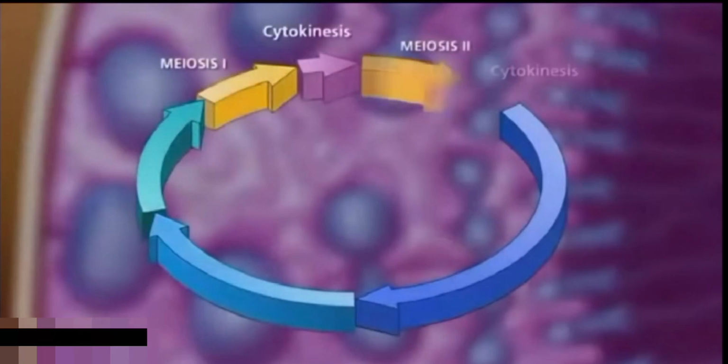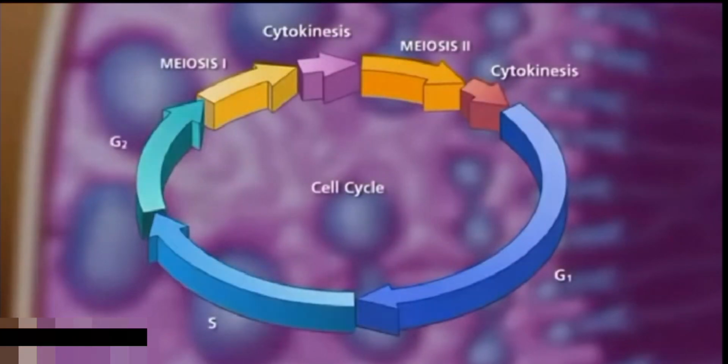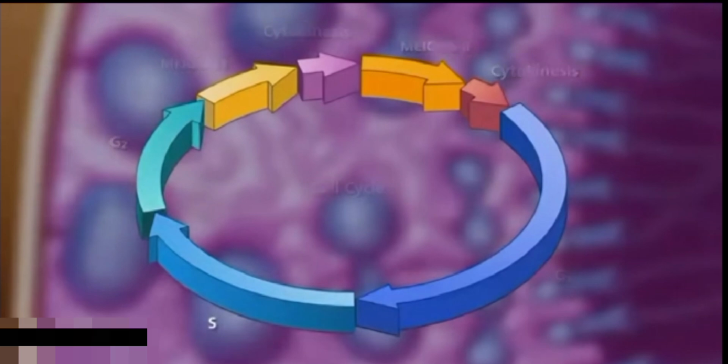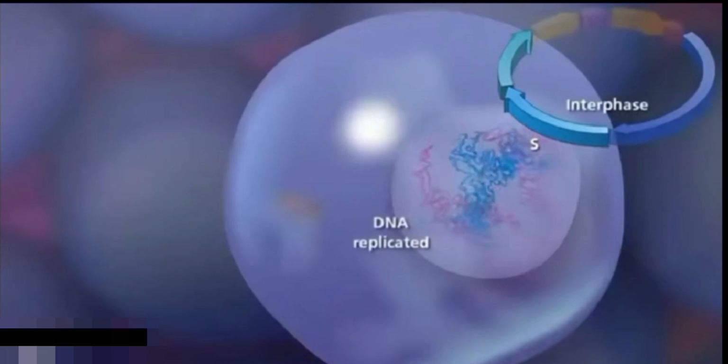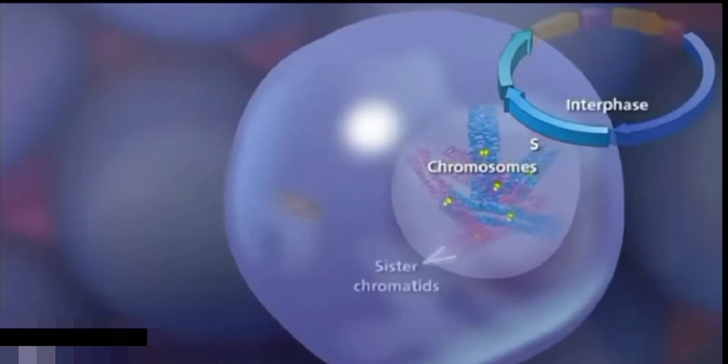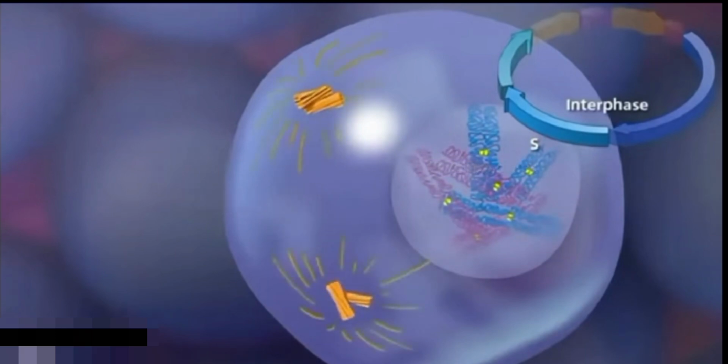Mitosis begins after a cell has successfully completed the G1, S, and G2 stages of interphase. During the S phase of interphase, the DNA is replicated, producing 2 copies of each chromosome called sister chromatids. The paired centrioles in the cytoplasm duplicate and begin extending microtubules that will form the meiotic spindle.